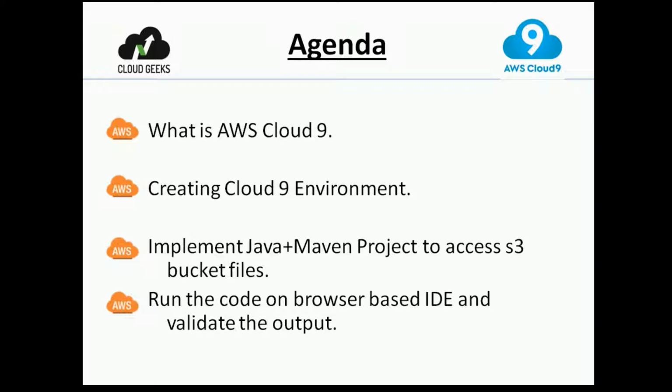We'll quickly create a Cloud9 environment in AWS, and then we are going to implement a Java and Maven based project, and we'll try to access a few files in an S3 bucket, and we'll see how it works. We will run that code and we'll validate the output as well. Okay, so this will be the agenda of this tutorial. We are going to look into all these things step by step.